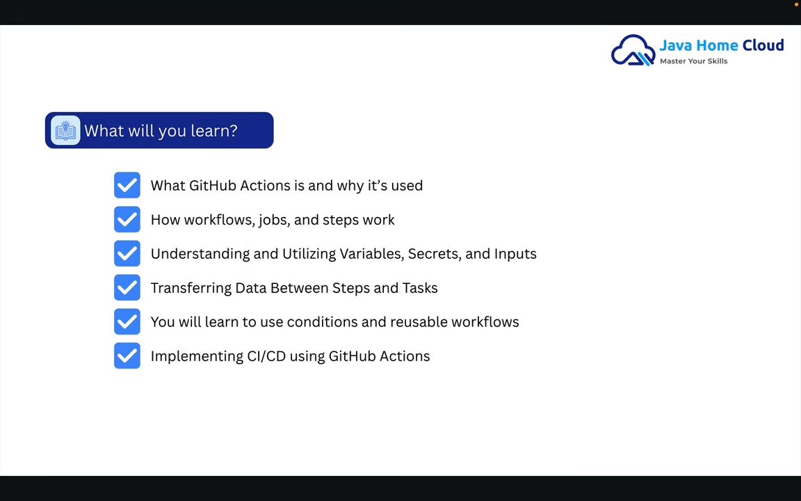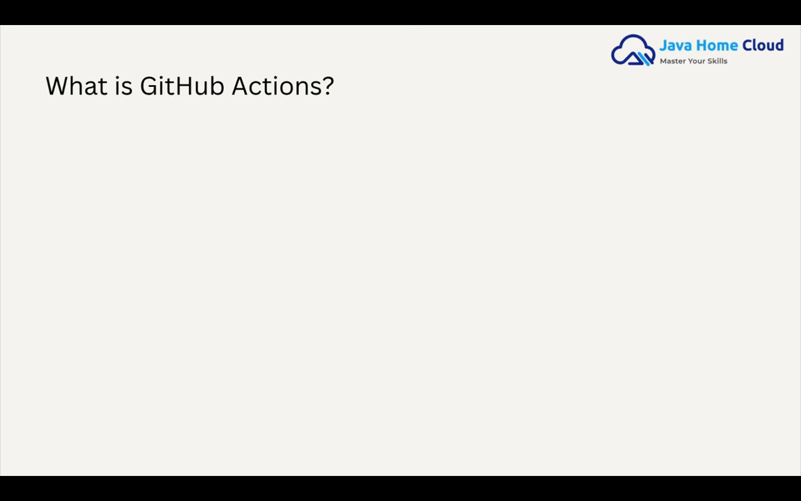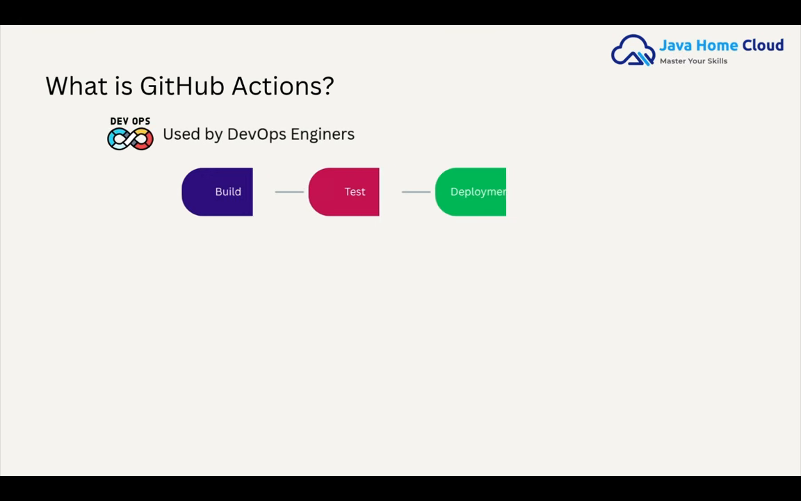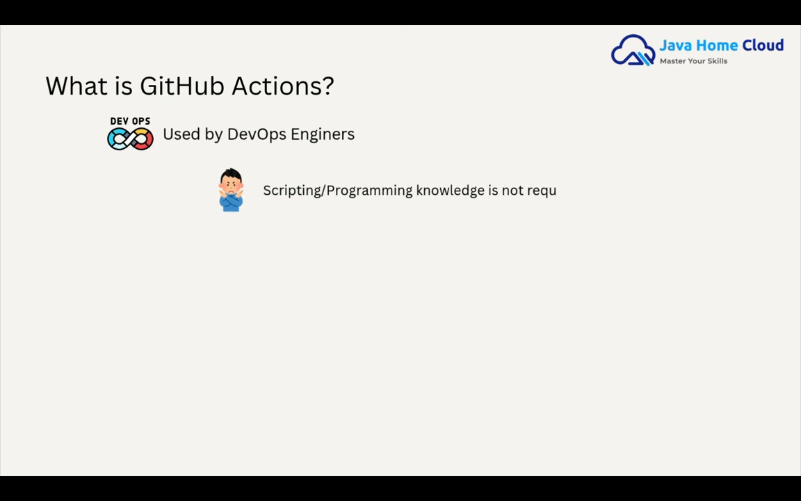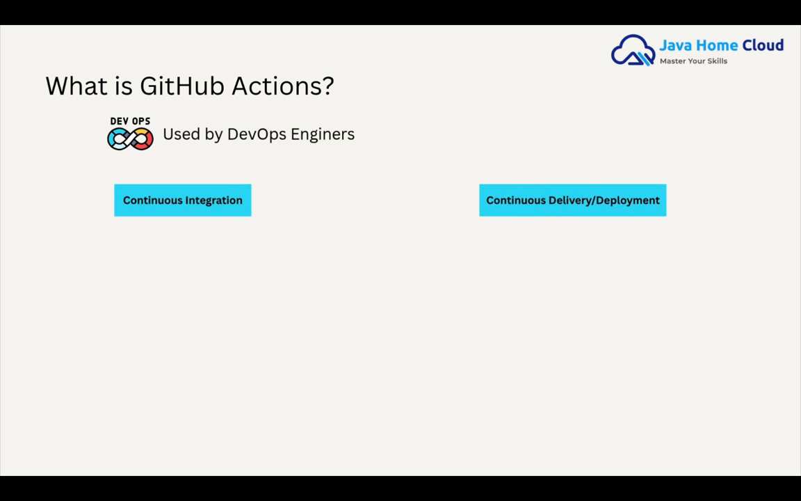Let's get started. What is GitHub Actions? GitHub Actions is the service introduced by GitHub, which is typically used by DevOps engineers to automate their build, test, and deployment activities. One of the best aspects of GitHub Actions is that it does not require knowledge of any scripting or programming language. This service is gaining significant popularity and its usage has increased in the DevOps field for implementing CI/CD workflows. What is CI?